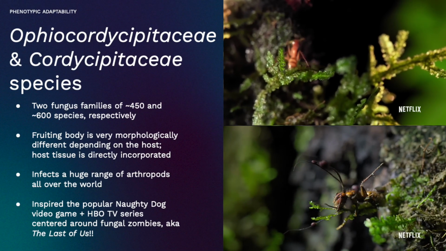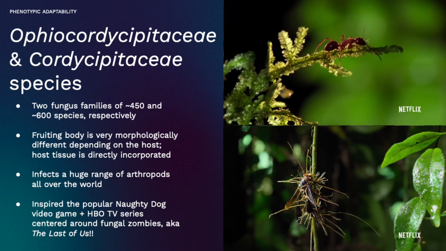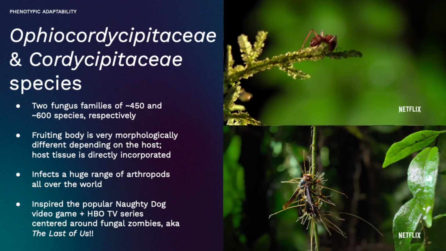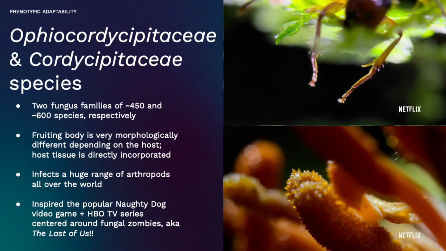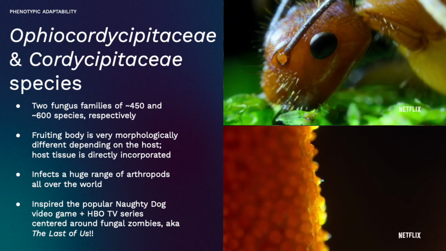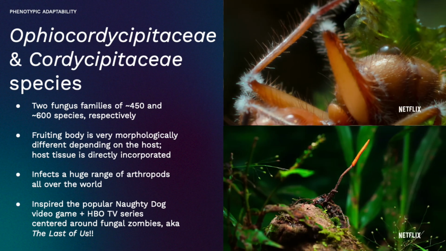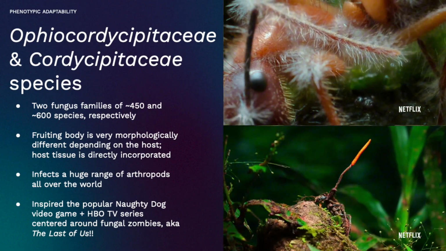Ophiocordycipitaceae and Cordycipitaceae, which are 2 fungus families that are pretty diverse as far as we know, because every time a new host is discovered, that's essentially a new species. You probably know these if you've heard of zombie ants a little while ago, but you can see that they infect way more than ants, and that fruiting body, the thing that appears to spread spores and can be very colorful, is very different depending on what host they're infecting.